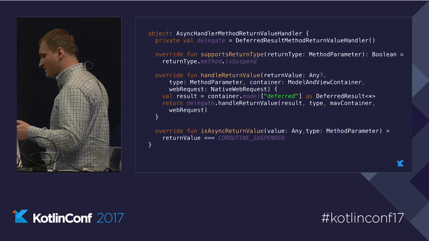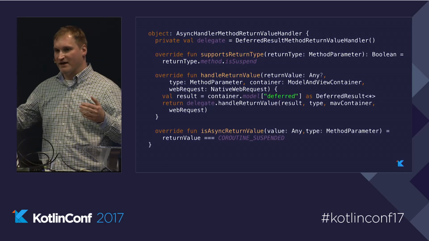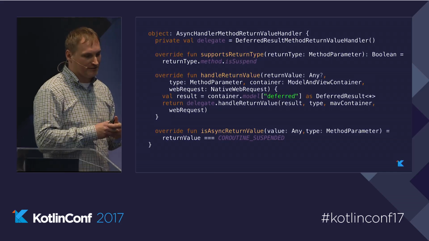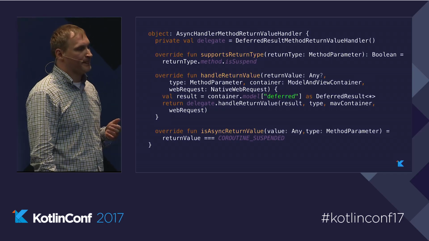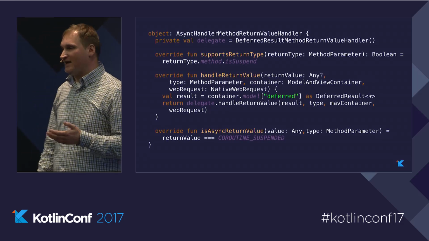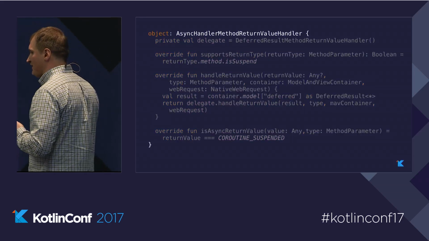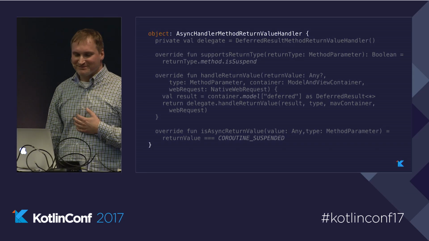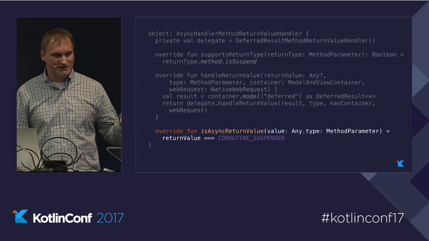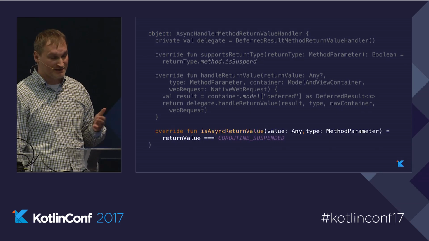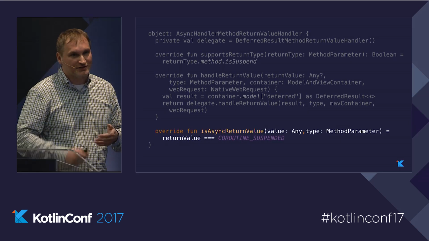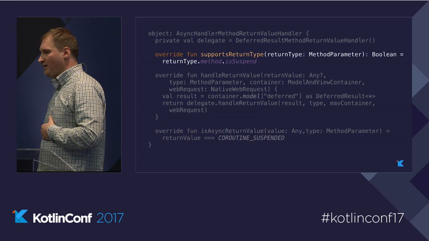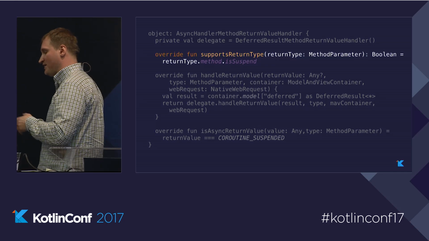For parameters, we have this list of handlers which Spring has. And the same goes for return values. There is also a list of handlers for return values. So if you want a handler for our return value, which can be this coroutine suspended object, we have to define an AsyncHandlerMethodReturnValueHandler, a very long name. What we can do here is first indicate if our method is actually an asynchronous method. And it is asynchronous if it returns this special value, COROUTINE_SUSPENDED. We also have to tell Spring that we support only suspending functions.